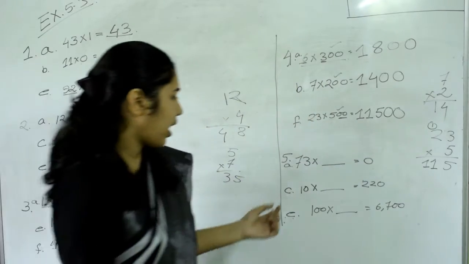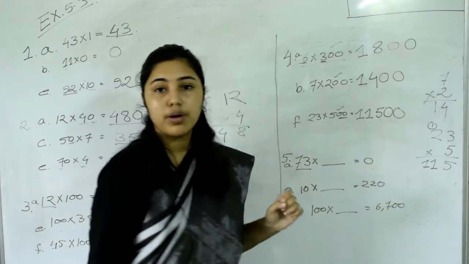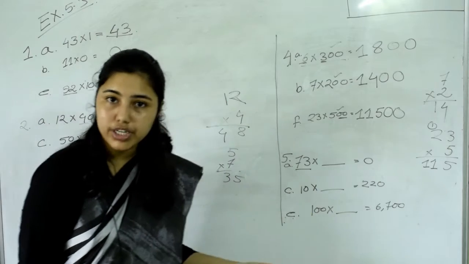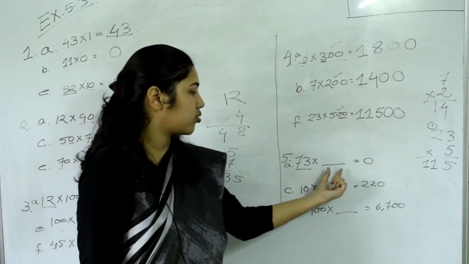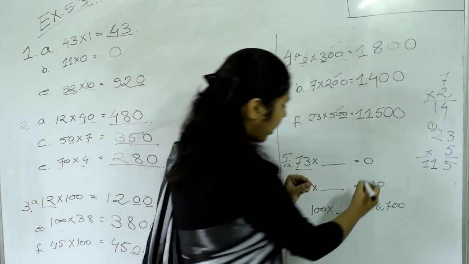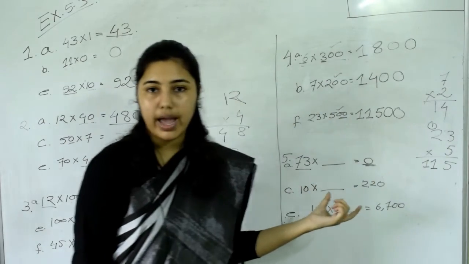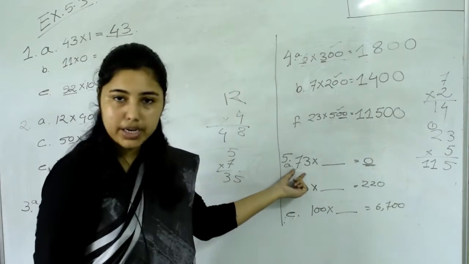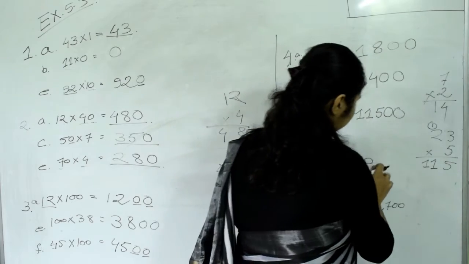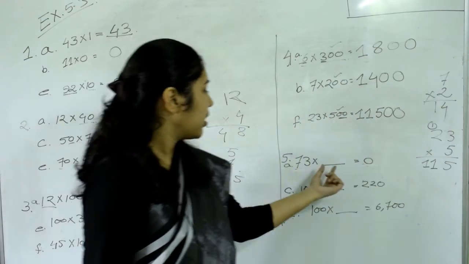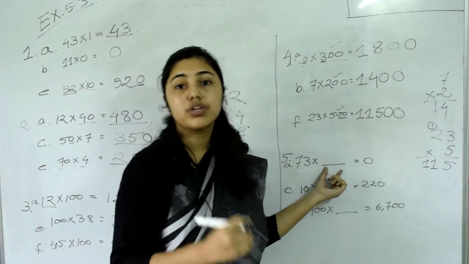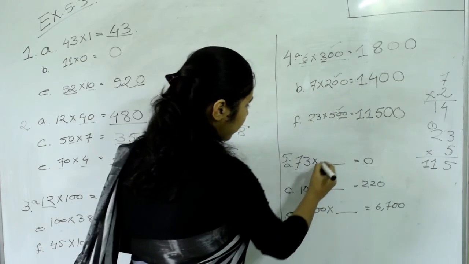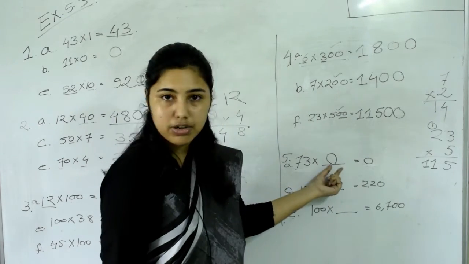Now we know that what we have to multiply is called multiplicand, right? And by which we multiply, the multiplicand is known as multiplier and the answer is known as product, right? So here 73 is our multiplicand and our product is 0. Now we know that if we multiply any number with 0, then only we will get 0 here. So that's why here our multiplier is 0.